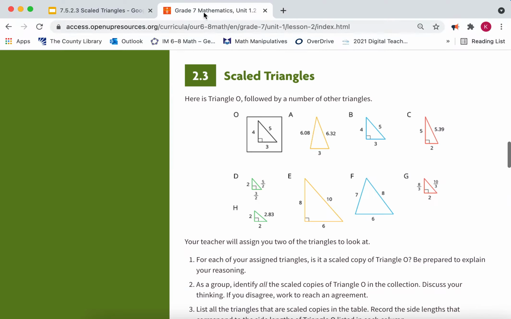We're looking at a task from Illustrative Math for 7th grade, Unit 1, Lesson 2, Activity 3, Scaled Triangles. It says here's triangle O, followed by a number of other triangles. And the goal of this is to do some comparisons and try to determine which of those are scaled copies.